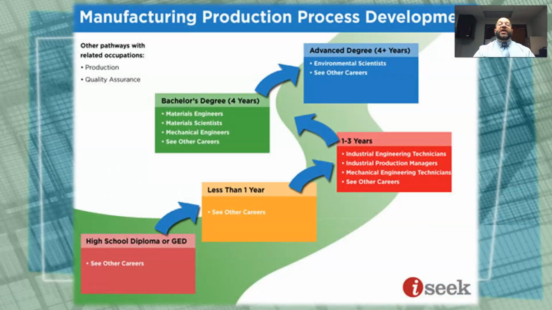All right, so let's look at a couple of different careers dealing with operations management. Now, if you're looking at controlling and developing the production process, you're going to need at least a technical degree, a bachelor's degree, or an advanced degree. That means some college, like a 2-year university or a technical school. A bachelor's degree means you're spending some time at a 4-year university, and an advanced degree means a master's or doctorate. You can see those things there, like industrial engineering technicians, industrial production managers, mechanical engineering technicians, material engineers, and so on. You can read all that here.